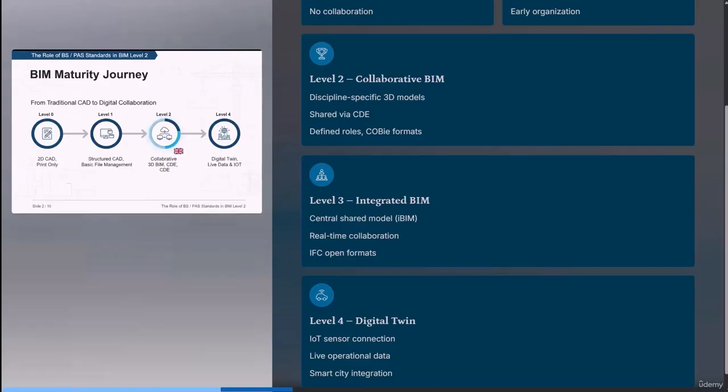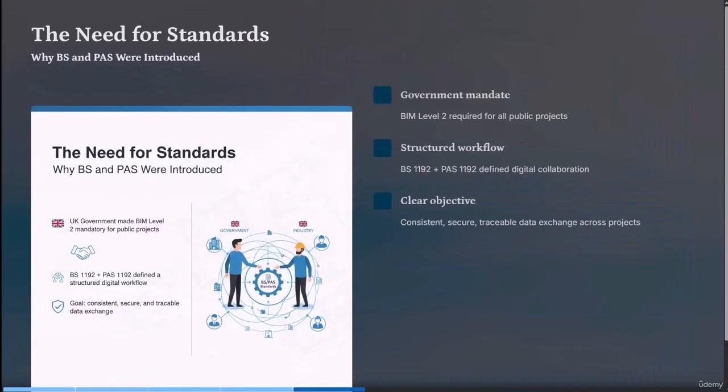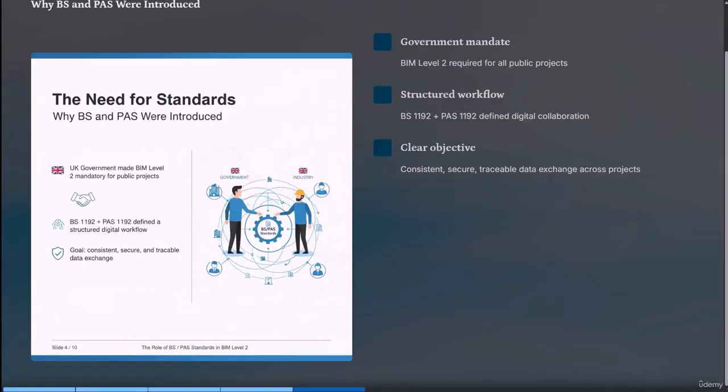Getting to know the levels, I want to talk about why BS and PAS were introduced. When the United Kingdom government mandated BIM level 2, it introduced two documents or two standards that were BS and PAS. So the standards dictated how the information or data should be created, how it should be stored and saved, and how it should be shared, and also defined rules for it. In the continuation, let us talk about the differences between BS and PAS.